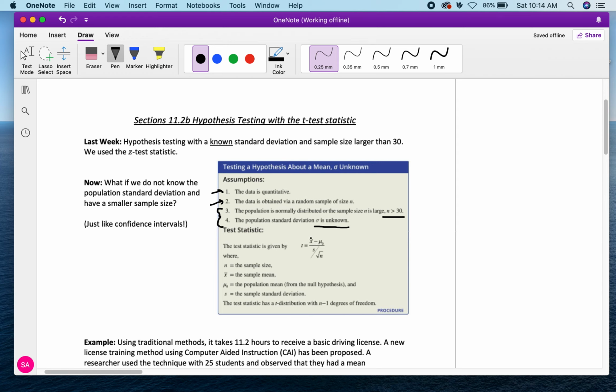So x bar is the sample mean minus mu naught or mu sub 0. This refers to the population mean that is given in the null hypothesis. And then we divide that by the sample standard deviation divided by the square root of the sample size. Otherwise, the steps to do hypothesis testing are exactly the same. We're going to follow the same process and we're going to work through 3 problems together.